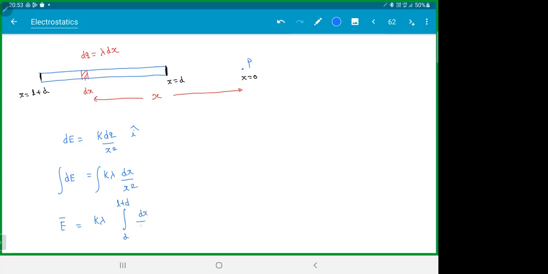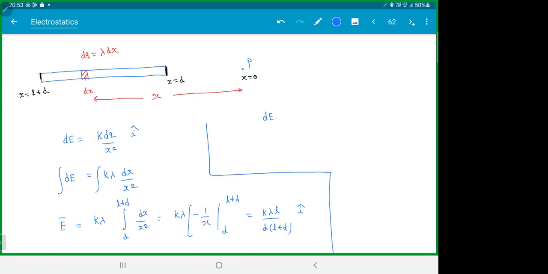The integration of dx by x square. So that is k lambda into minus 1 by x, limits D to L plus D. Substitute, you end up with k lambda L by D into L plus D. Check. That is the field.